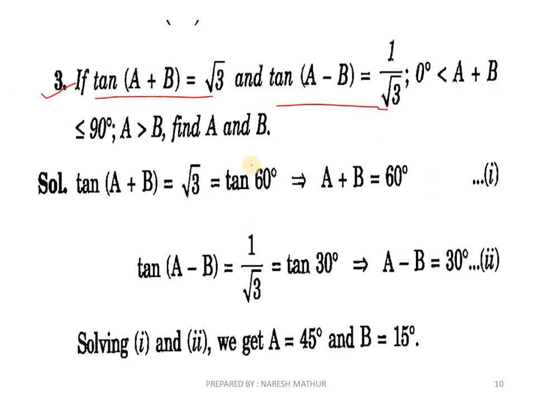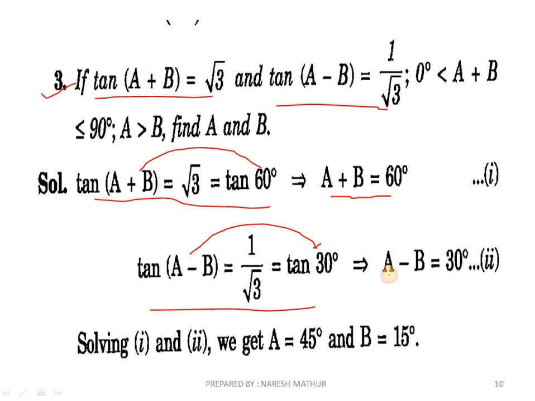So what we are going to write, in the place of root 3 we are going to write tan (A plus B) equals to tan 60. Similarly, tan (A minus B) equals to tan 30. Now both trigonometric ratios are same and values are equal, then the angles will also be equal. So we'll just equate A plus B with 60 and A minus B with 30. Now we have two simple linear equations. After solving them, we get A will be 45 degree and B will be 15 degree.